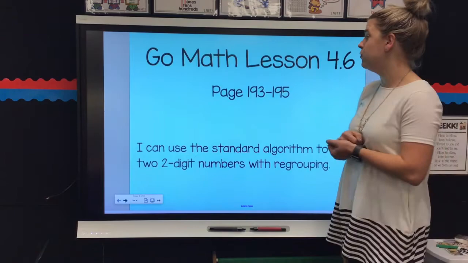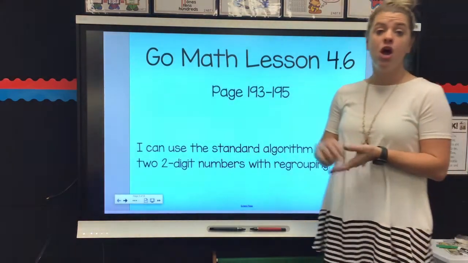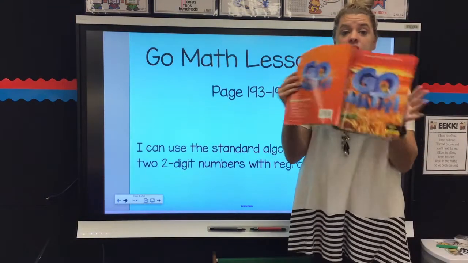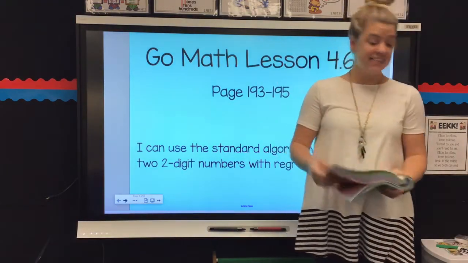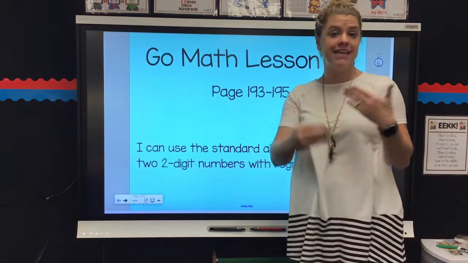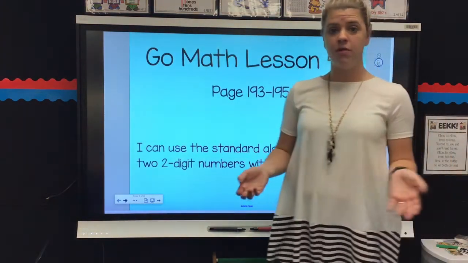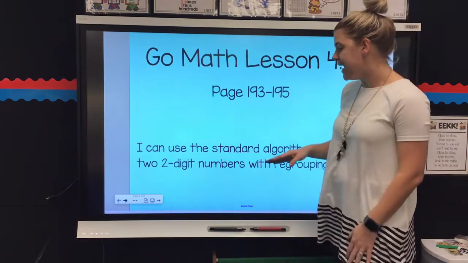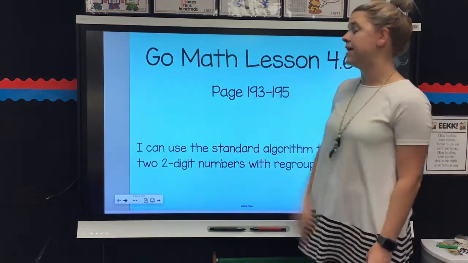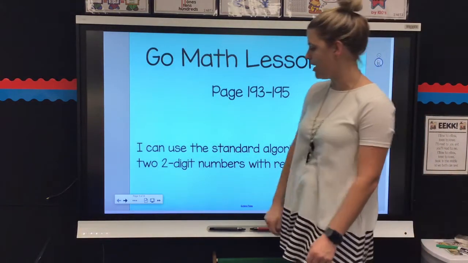Right, guys, let's get ready for our math lesson today. So, for today, we're still going to be working in our big, thick Go Math book, okay? And today, we're going to be on lesson 4.6. So, we're just going to be continuing to do the same thing we've been doing over the past couple of days, all right? So, you can find today's math lesson. It's going to start on page 193, all right?